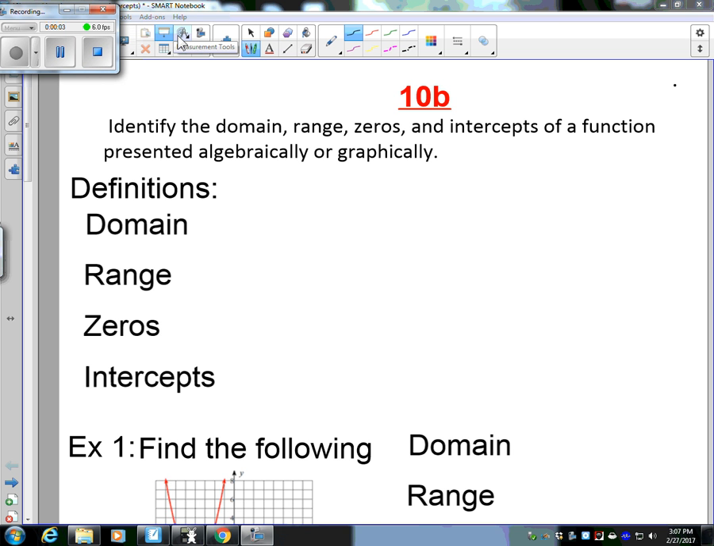Alright, 10b is identifying domain, range, zeros, and intercepts of the function, algebraically and graphically. We're going to mainly focus on graphically here. So the definition is just a recap of what a domain is. It's representing all of the x values.